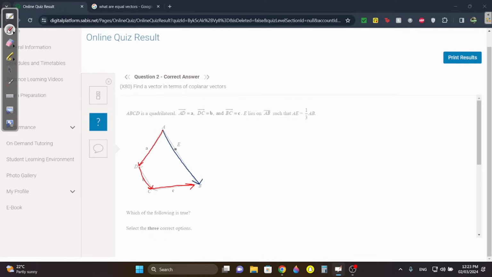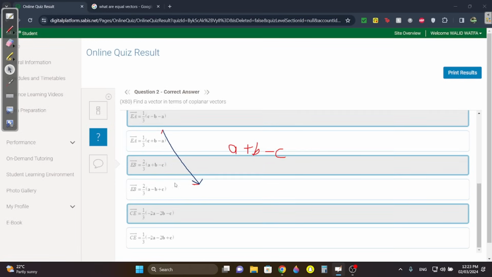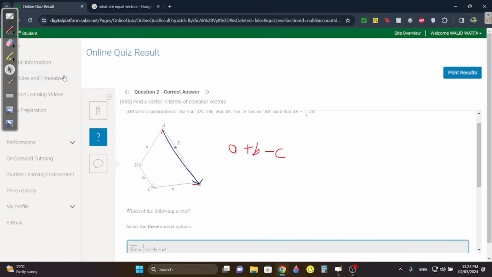Let's have a look. It goes A to D, which is A, so A. From D to C, that's B over here, so plus B. And then from C to B, it's minus C. Why? Because look, this vector here is from B to C, but I'm going from C to B, so it's the opposite, minus C. So we can start by saying AB is A plus B minus C. Yeah, A to B is A plus B minus C.